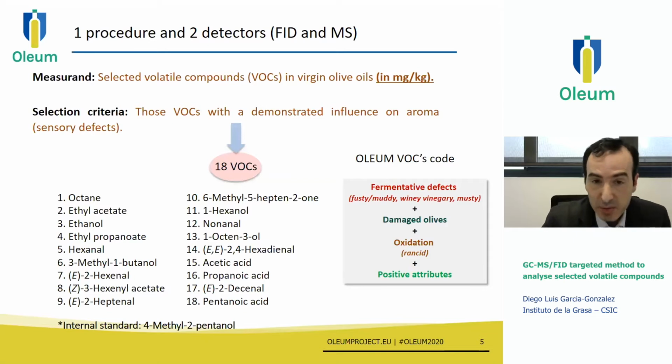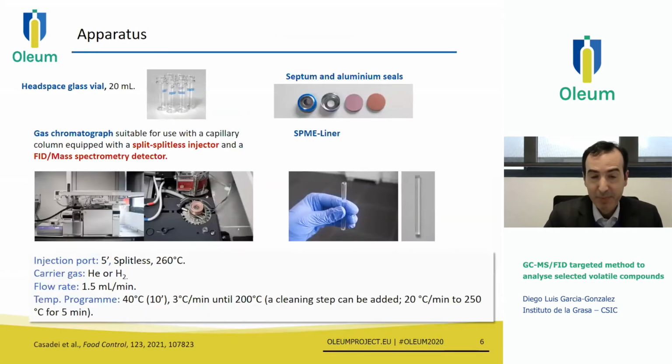This slide shows the 18 selected volatile compounds. They were selected because they show significant differences in concentration in the three categories: extra virgin, virgin, and lampante. But also they were selected because they are responsible for the different sensory defects, and some of them because they are responsible for positive attributes.